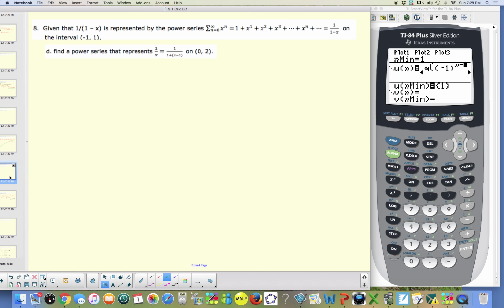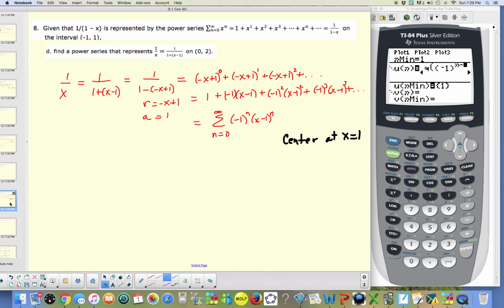Okay, now try another one. This time we're trying to find a power series that represents 1 over x. And I'm going to give you a hint as to how to write it. And here's the answer. They've given me a hint on how to write it this way.